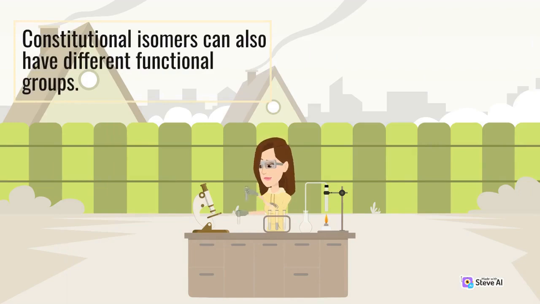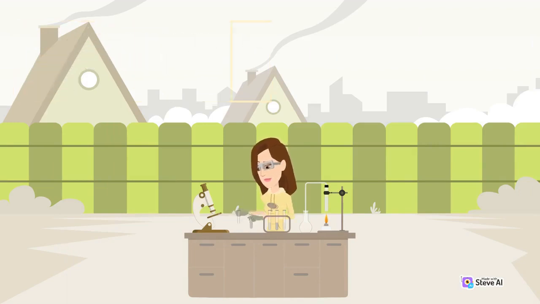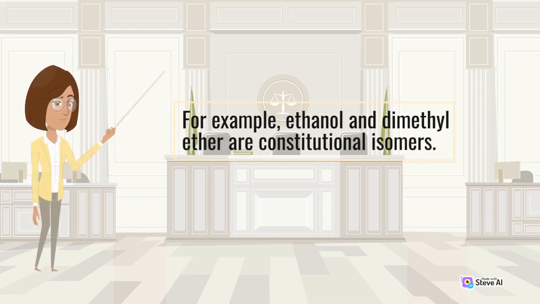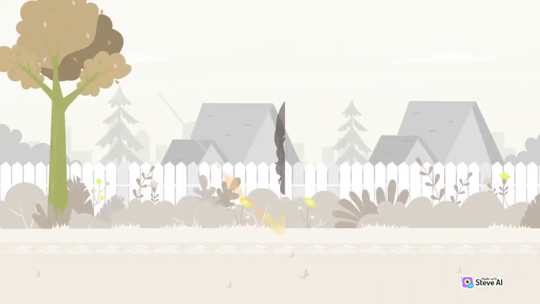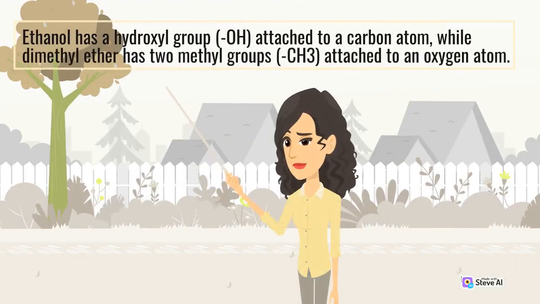Constitutional isomers can also have different functional groups. For example, ethanol and dimethyl ether are constitutional isomers. Ethanol has a hydroxyl group, OH, attached to a carbon atom, while dimethyl ether has 2 methyl groups, CH3, attached to an oxygen atom.